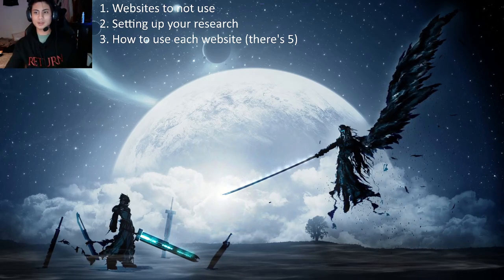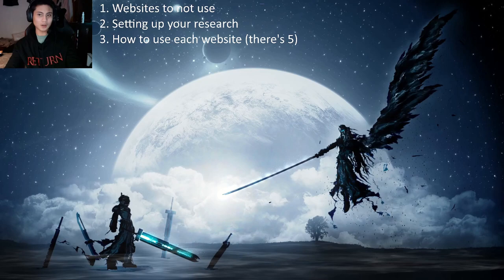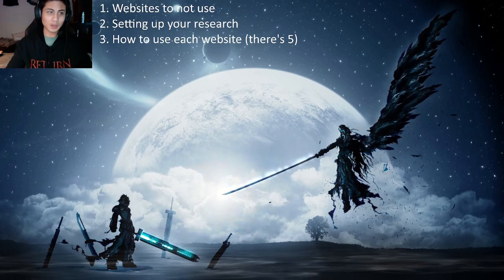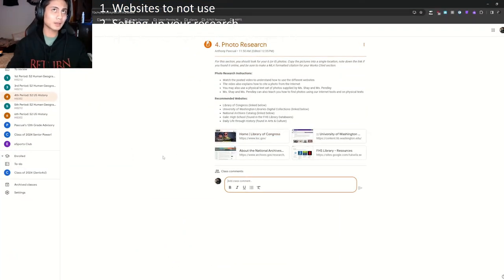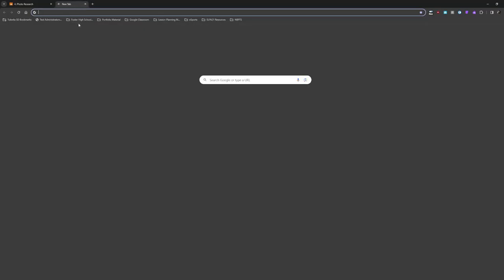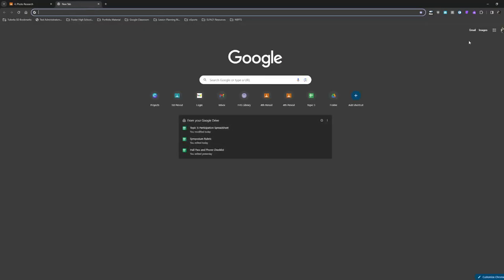Alright, so let's begin. So you're starting your research. I'm going to open up Google Classroom. You should get something that looks like that, whether you're in my class or Miss Gamboa's class. These are the main websites we're going to be using. However, you might be tempted to use some other websites, so I'm going to go over why you probably shouldn't use those websites. You may be tempted just to use Google Images.